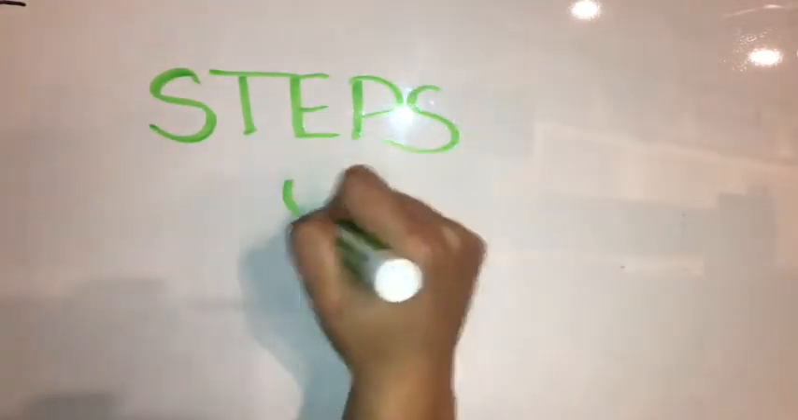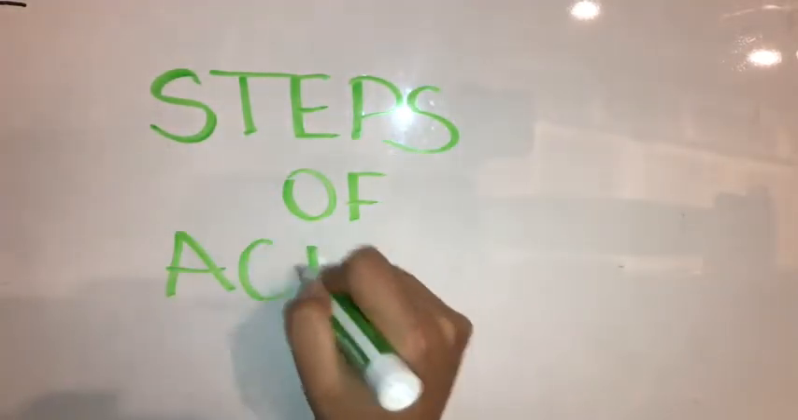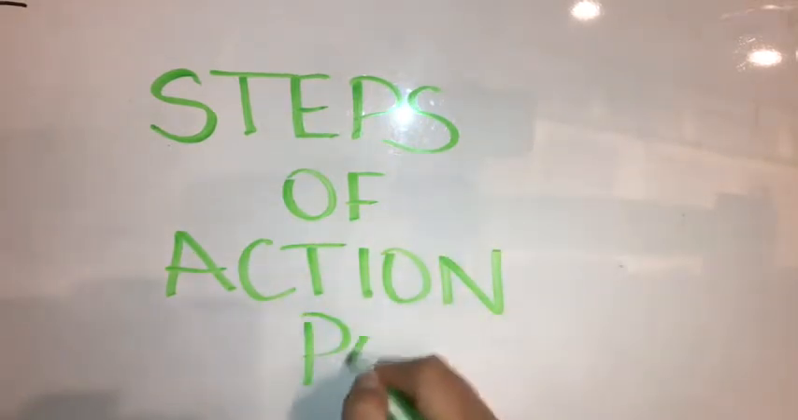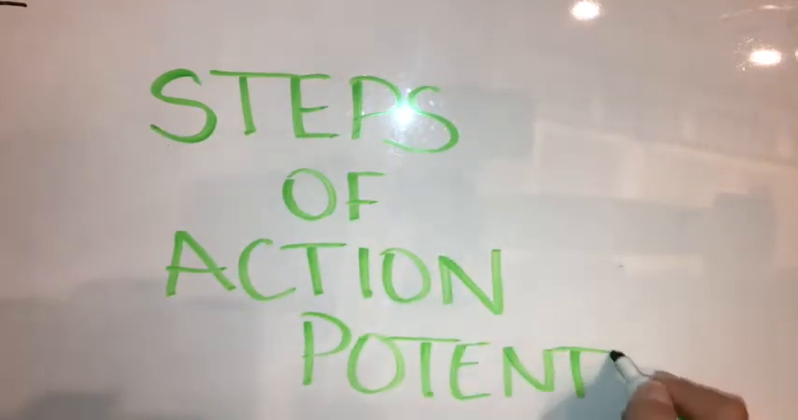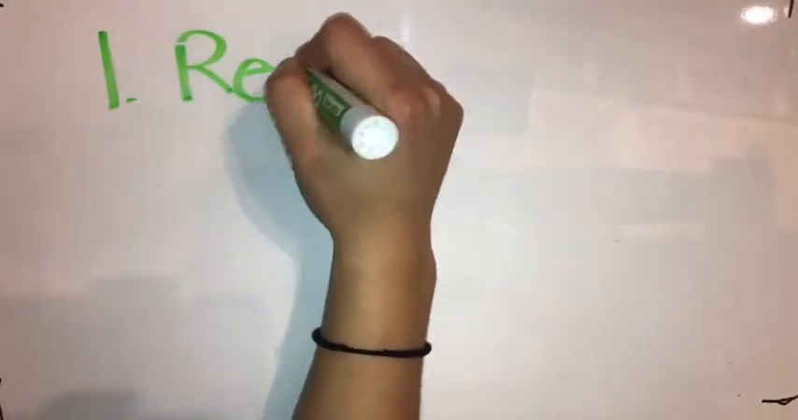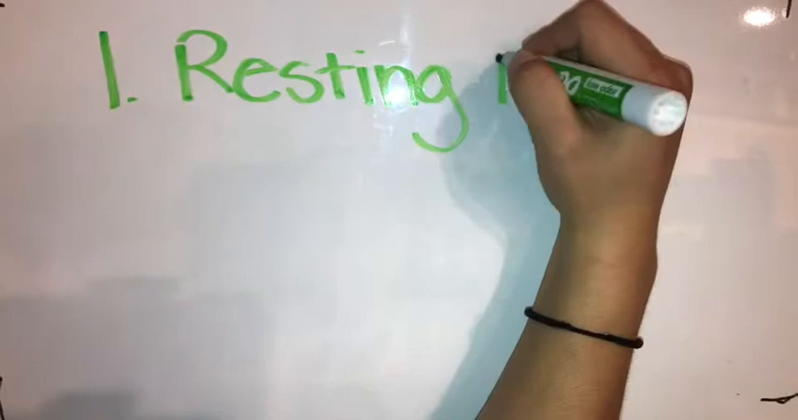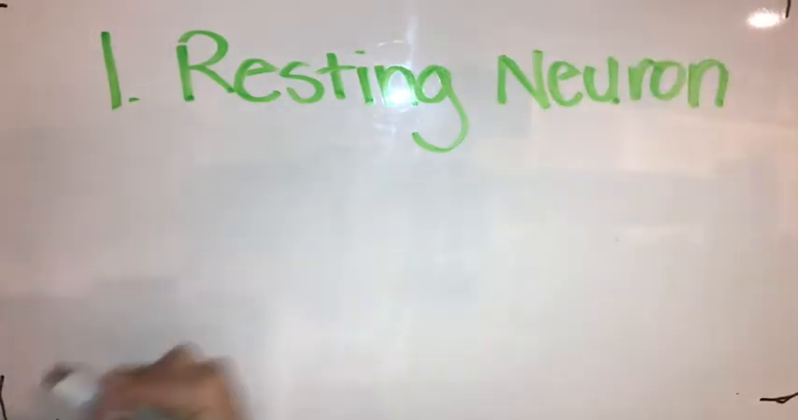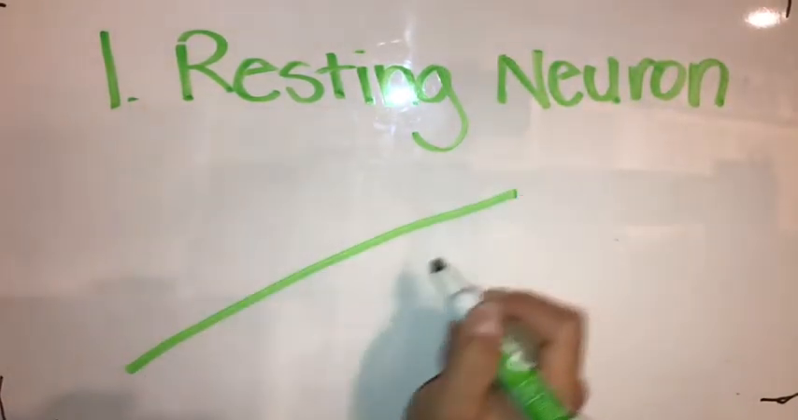Hey guys, so in today's video, I will be taking you through the steps of action potential. Step 1 will be the resting membrane potential, also known as the resting neuron.